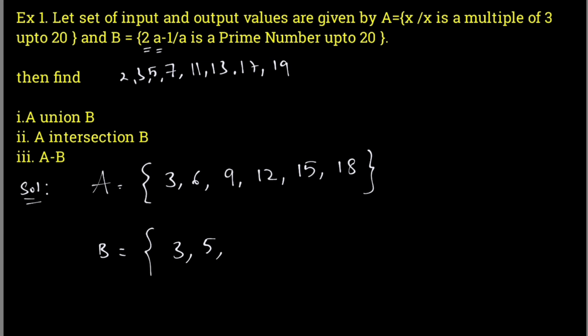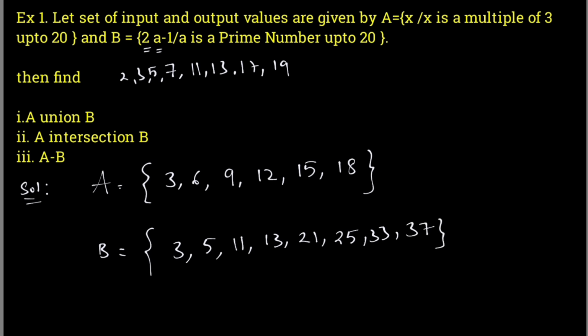So when a equal to 3, 2a minus 1 is 5. At a equal to 5, 2a minus 1 is equal to 9. At a equal to 7, I can write 14 minus 1, it's equal to 13. A equal to 11 means 22 minus 1, that's 21. A equal to 13, in the sense 26 minus 1, it is 25, right? And 17 into 2, that's 34. 34 minus 1, it's 33. And 38 minus 1, it's going to be 37.